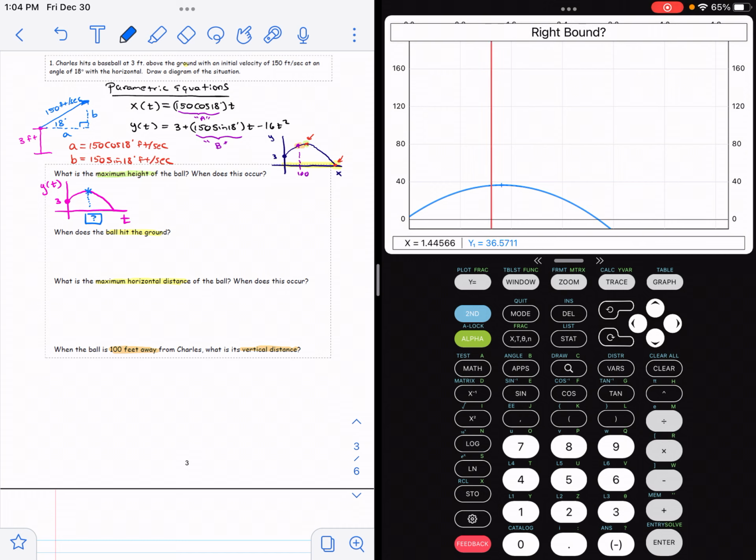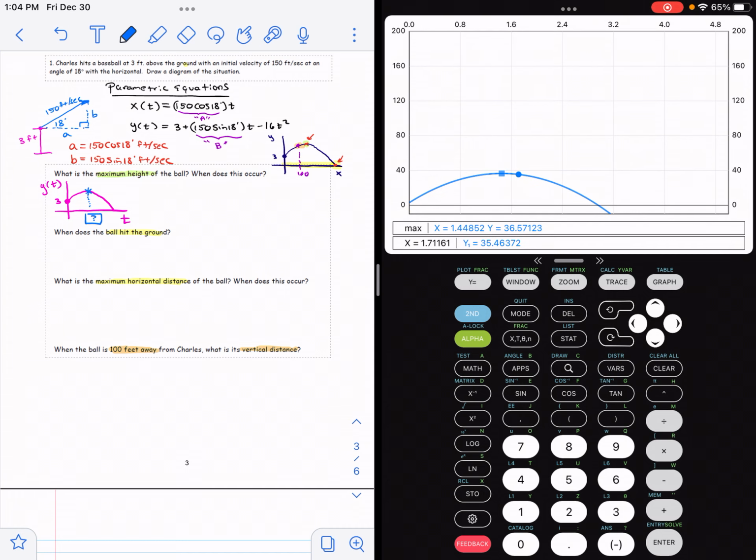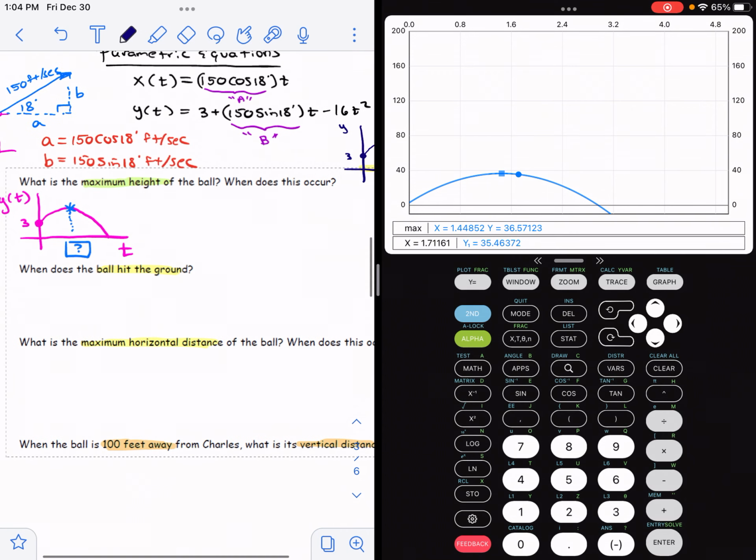I go a little bit to the right. Okay, my calculator sort of instantly tells me the max. It gives me two pieces of info, right? It tells me the x value, which is the time, and then the y value is the actual height. And those are both the things I need to know in this question. So when does this occur?